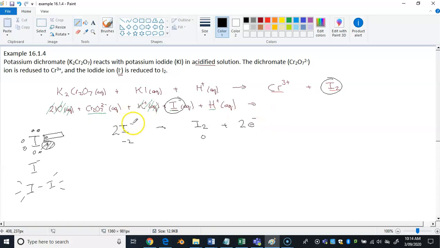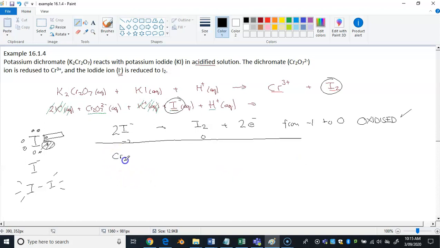Now we can see that we've gone from -1 to 0 here, and that means that we have been oxidized here. And as oxidation is loss of electrons, this is lost electrons, and the electrons are over here on the product side, so that's correct. We've got the oxidation reaction. Now let's just put a line there. Now let's have a look at the chromium.